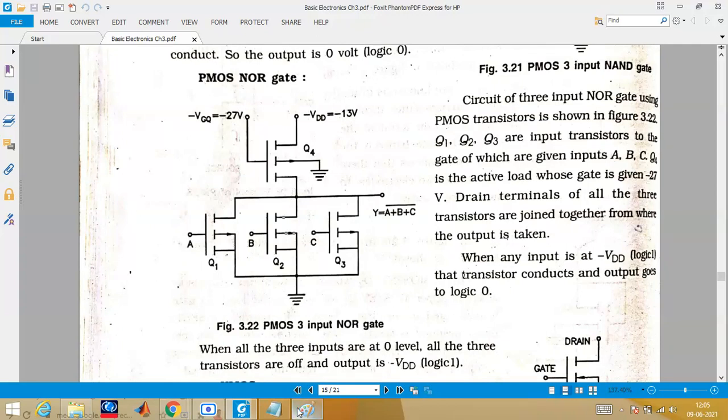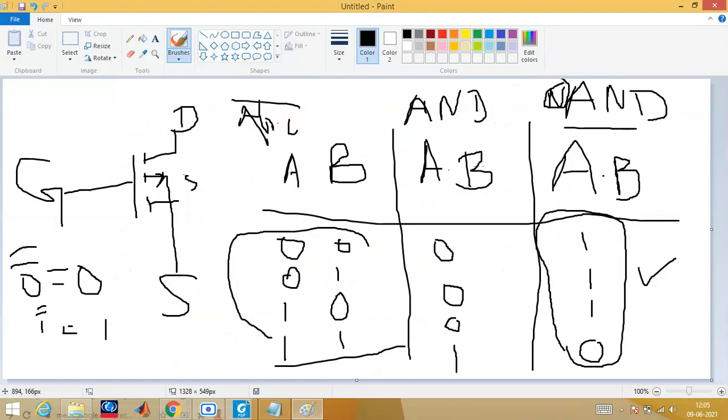Now let me explain you the truth table for, because these are clear, so I'll quickly rub it and I'll write OR and NOR, so that it would be easier for you to understand. Without truth table it would be difficult.